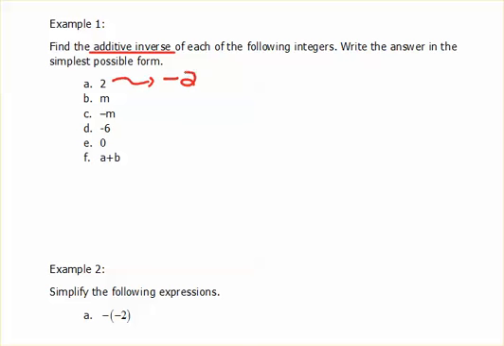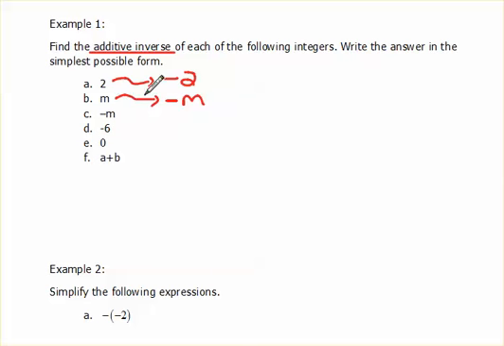That would be negative 2. And if you were to add those together, you would end up with 0, which is another way of saying the additive inverse. Okay, what if we had the letter M? That means it could be any number. So the opposite of any number would be the negative of that number. So it would be negative M.